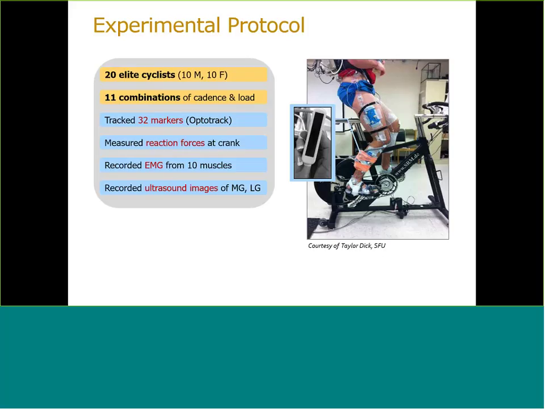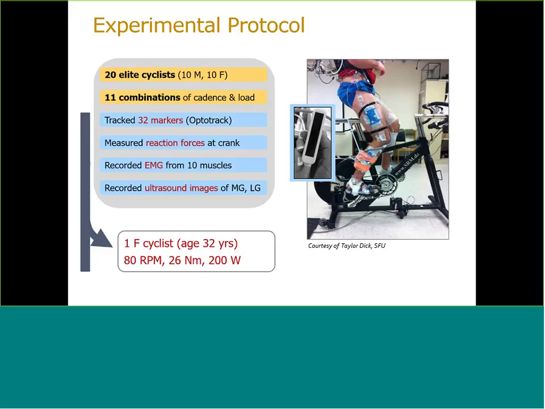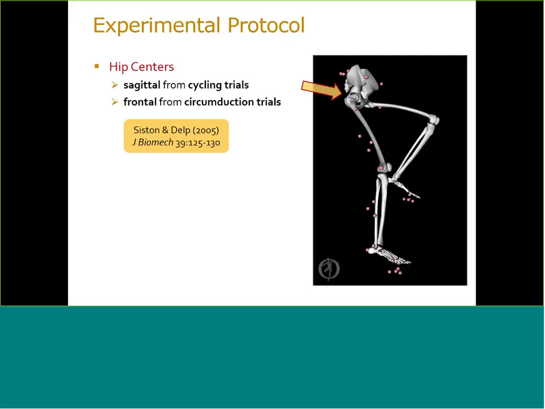And so from these images, we can go back and estimate length changes of the muscle fibers, and we can track motions of the muscle tendon junctions. Now for today, we're going to show results from one cyclist who pedaled at 80 RPM at a power of 200 watts. And this condition is basically in the middle of the conditions that Taylor tested.